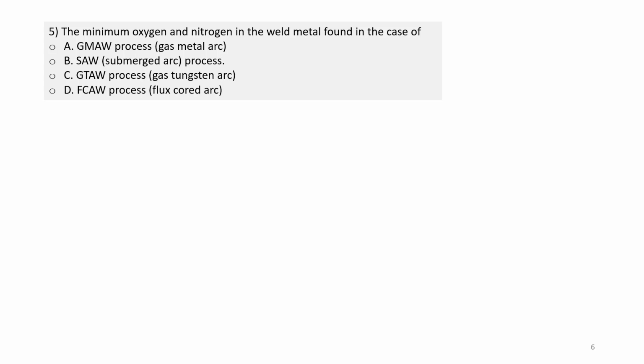Next question is: the minimum oxygen and nitrogen in the weld metal is found in the case of? Your options are gas metal arc welding process, submerged arc welding process, gas tungsten arc welding process, or the flux core arc welding process. Answer will be gas tungsten arc welding.